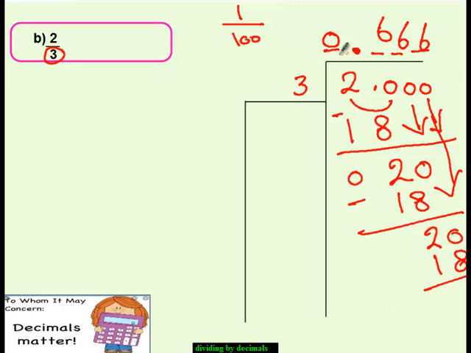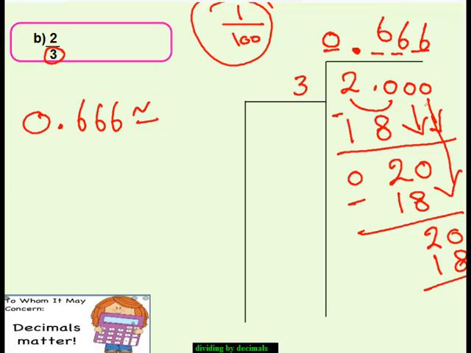Okay, because I finished my places. I need to approximate to the nearest, so to the nearest what? To the nearest hundredth. So the number will be 0.666 to the nearest hundredth. Where is the hundredths place? Here and here. What should I do? 0.67. That's all. Okay.